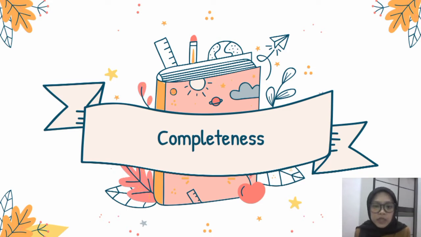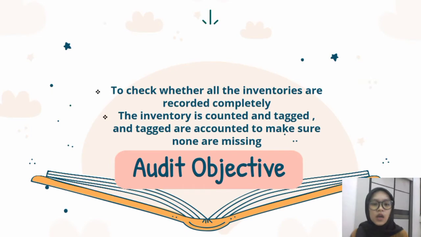Now I'm going to explain the assertion of completeness for inventory and warehousing cycle. What is completeness? Completeness is to make sure that all the inventory is recorded completely. The audit objective for completeness is to check whether all the inventories are recorded completely. The inventory is counted and tagged to make sure that none of the inventory is missing.